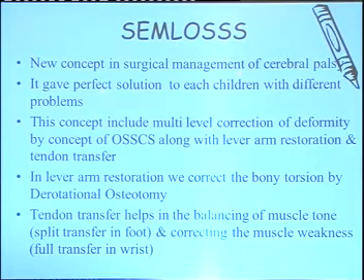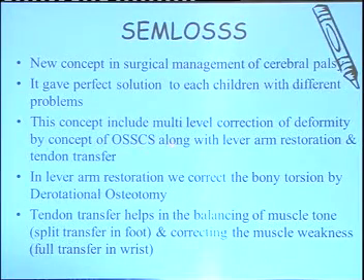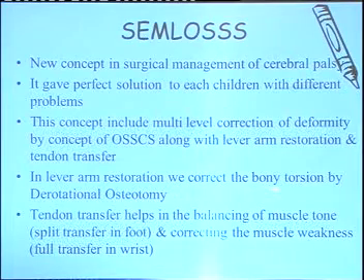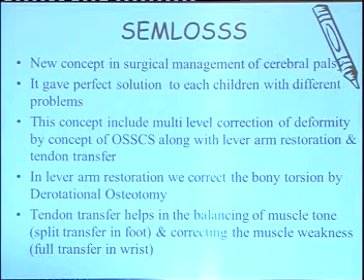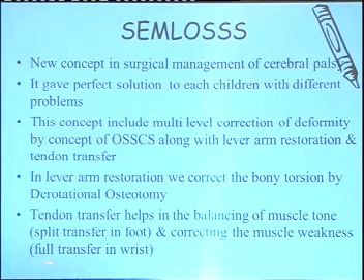Single event, multiple level surgery. New concept. The solution for each child is different. Multi-level correction of deformity by the concept of SEMLS, along with lever arm restoration and tendon transfer balancing. In lever arm restoration, we correct the bony torsion by derotational osteotomy. Do not hesitate to do a bony derotational osteotomy to restore the lever arm. The tendon transfer helps in balancing of muscle tone, split transfer in the foot, and correcting the muscle weakness, full transfer in the wrist for a fixed pronation deformity and giving dorsiflexion.